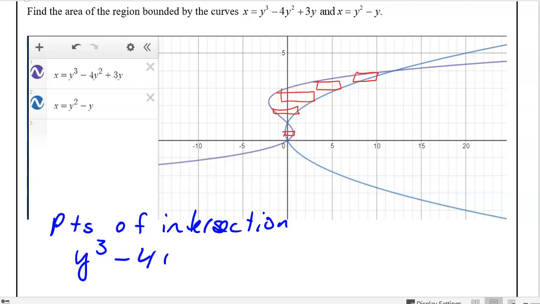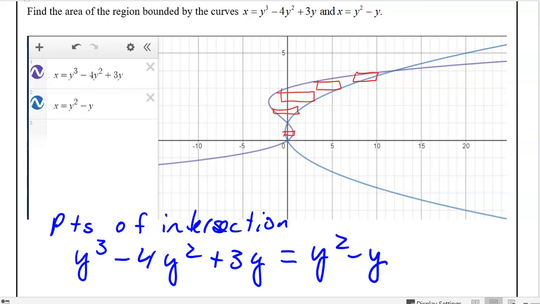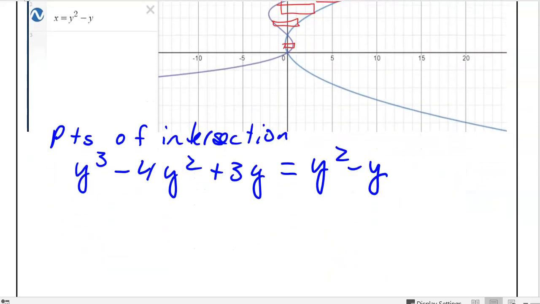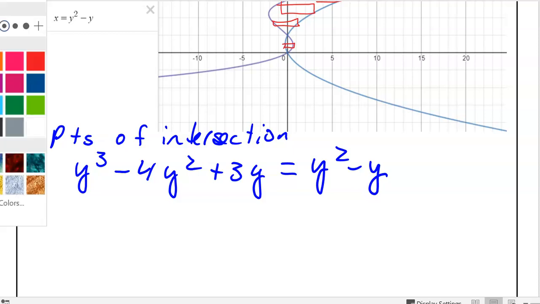That gives me this equation. We again need to move everything to one side of the equation, and hopefully we will be able to factor it. If we are not able to factor it, we may have to resort to graphing in order to figure it out, but let's see if we can factor.